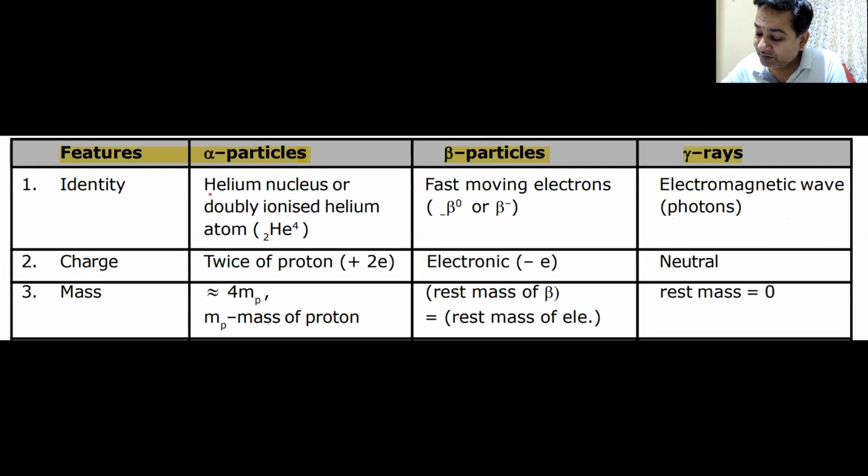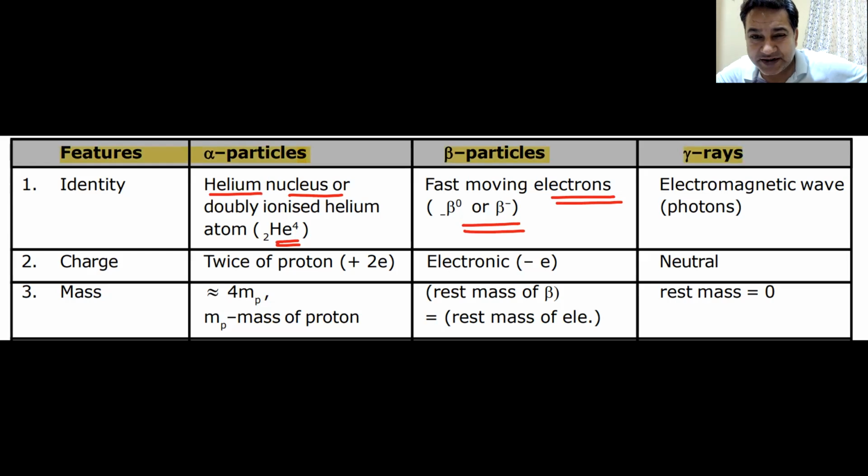Number one, this is the helium nucleus. You take out the 2 electrons from the outer shell, and whatever remains is the helium nucleus. It only has positive charge. This is your alpha particle. Yes or no? Yes, sir.